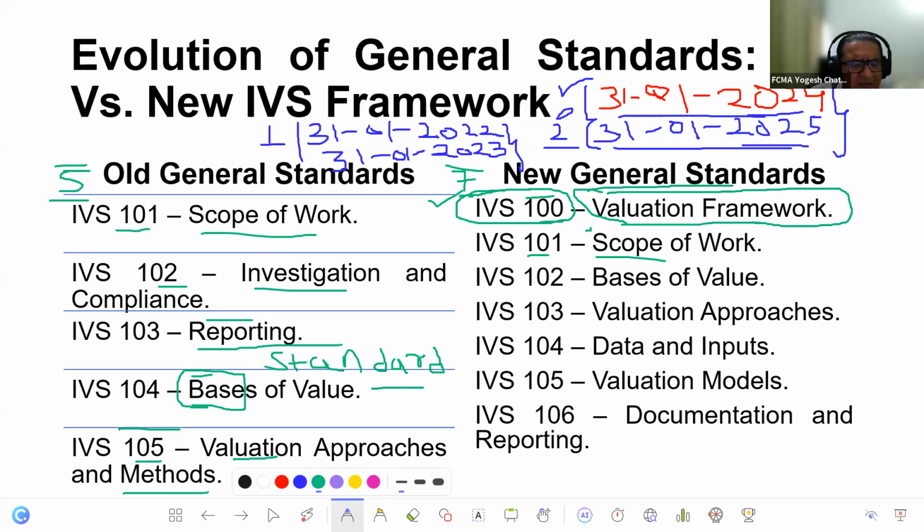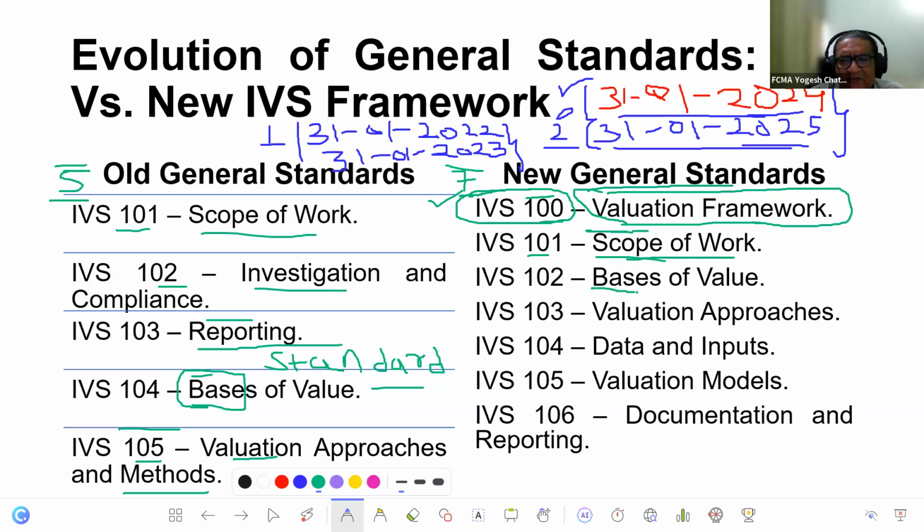So that is communication number two. Communication number three, related to finalization of scope of work, is the management representation letter. Through a management representation letter, the client will provide the important documents, important information, and detailed data related to the valuation assignment to the registered valuer. So these three documents, the appointment letter, the engagement letter, and the management representation letter, are very important for finalization of the scope of work.